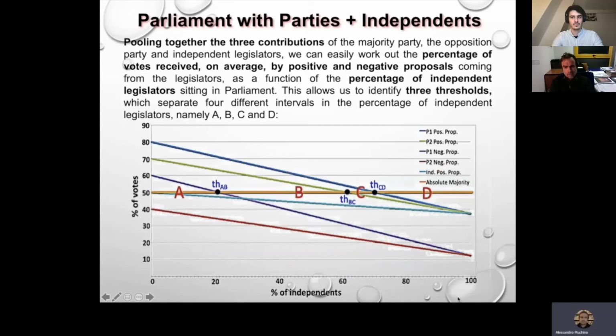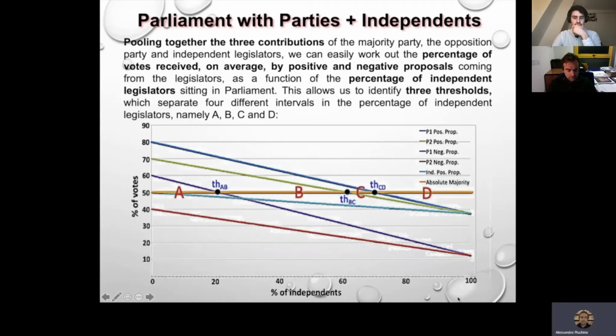As you can see, 3 thresholds can be evaluated, which identify 4 intervals in the percentage of independents. Positive proposals coming from the relative majority party P1 are accepted until the percentage of independent legislators in the parliament stays below 70%. This is the threshold theta CD on the right. Positive proposals coming from the relative minority party P2 are accepted until the percentage of independent legislators in the parliament stays below 61%. This is the threshold theta BC.